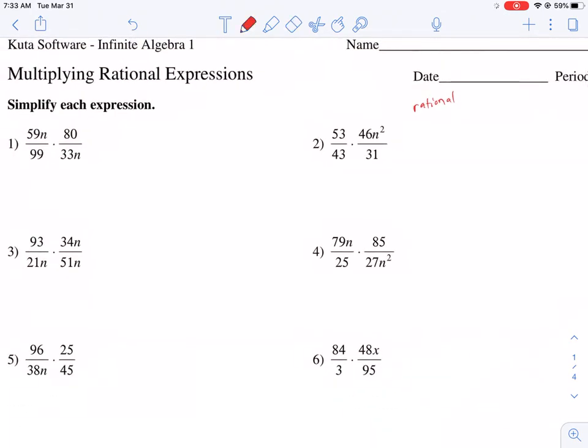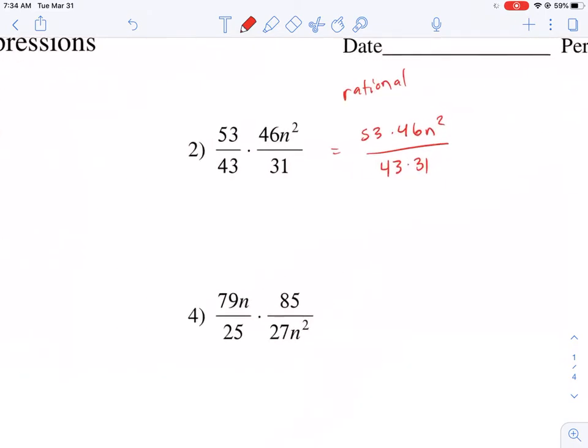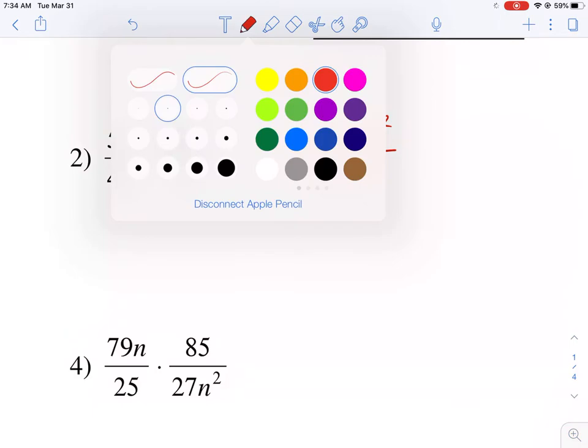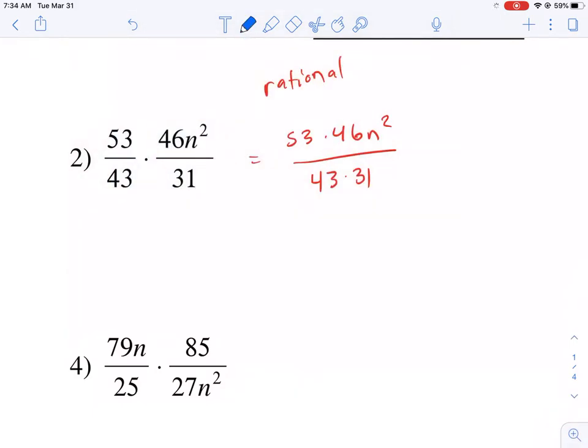Now, with multiplication rules for fractions, we multiply numerator times numerator, denominator times denominator. So this could be rewritten as 53 times 46n squared over 43 times 31. What I like to do at this stage is cancel or reduce anything if possible. So we're going to be looking for common factors with the numbers or terms in the top, that includes some variables, and anything in the bottom.